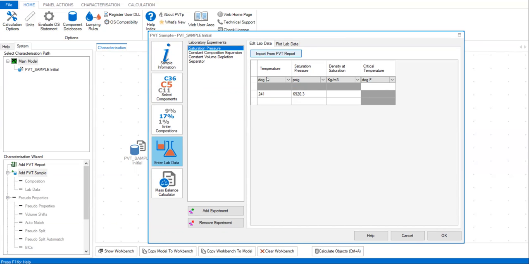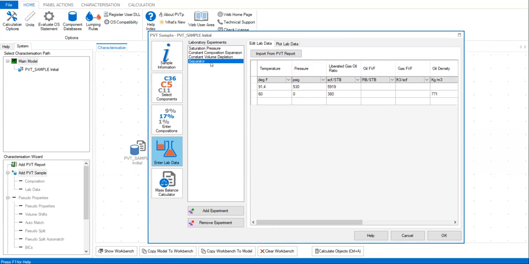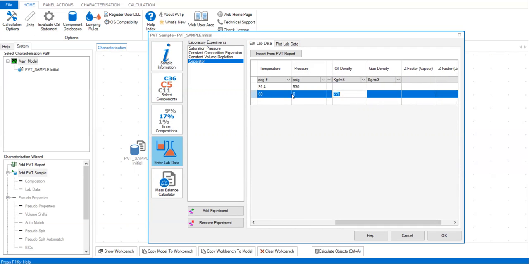And then the separator test, we have 2 stages. The first stage, the temperature, and then the pressure. I have the GOR. And for the second stage here, at atmospheric pressure, and then the temperature 60 degrees Fahrenheit, we get the GOR. And I also know the stock tank oil density. So the second stage is the stock tank. Usually it's the stock tank.